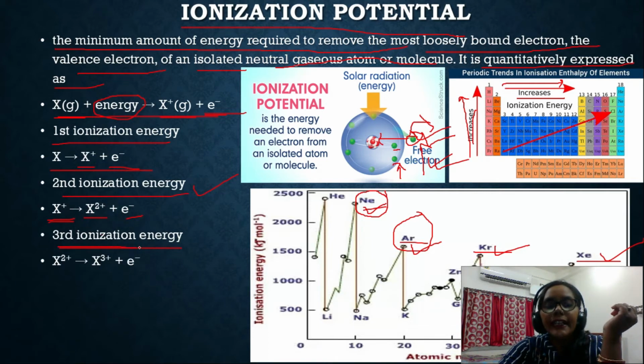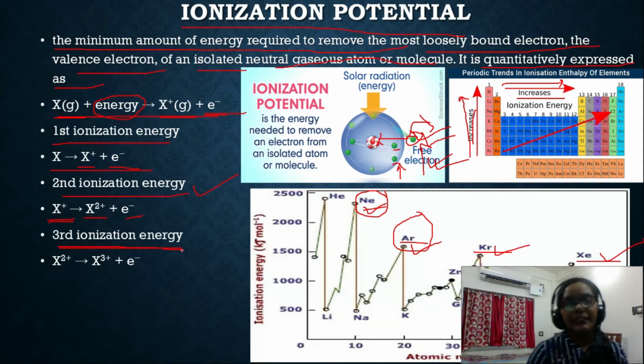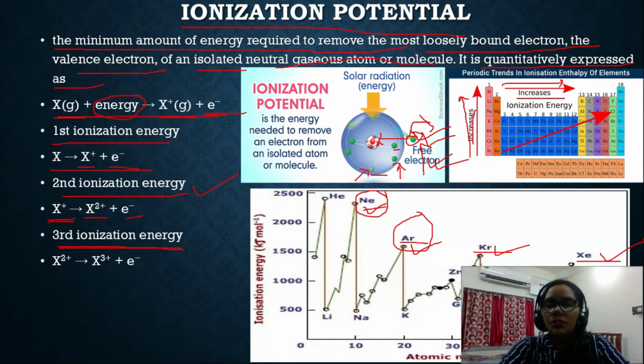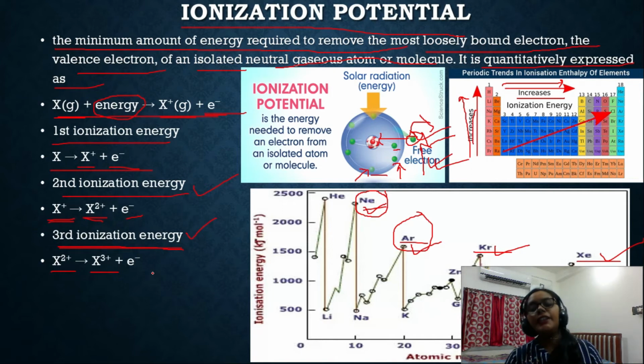Now third, in the same similar way, third ionization energy means again if we want to remove one more electron, like this electron we want to remove, so again we have to give one more energy. That energy is called the third ionization energy. That means X plus 2 has already been produced, so from this X plus 2 again we want to remove one electron and it will become X plus 3. So these are the definitions of first, second and third ionization energy.